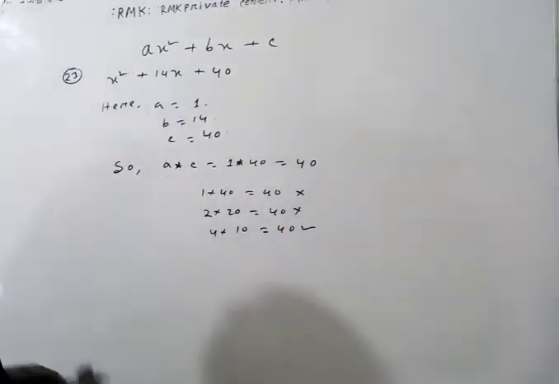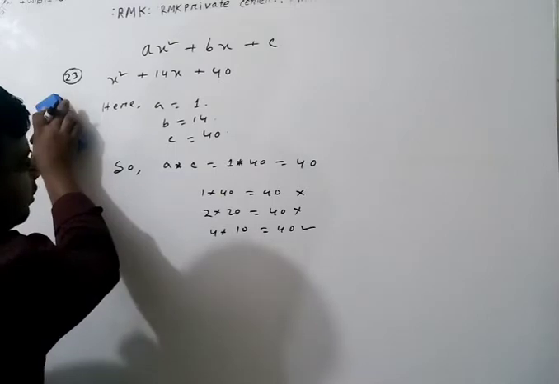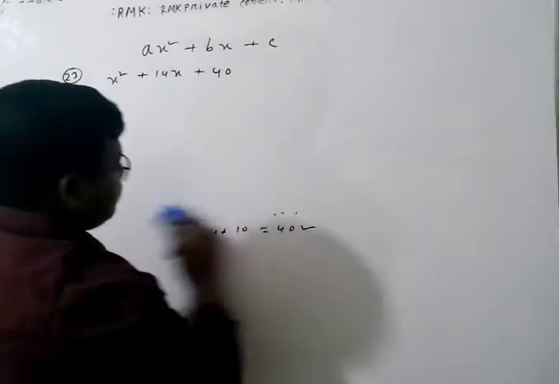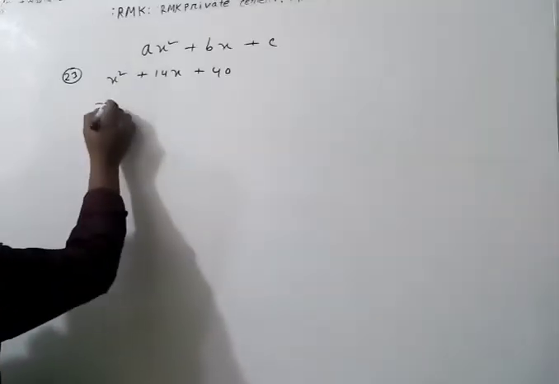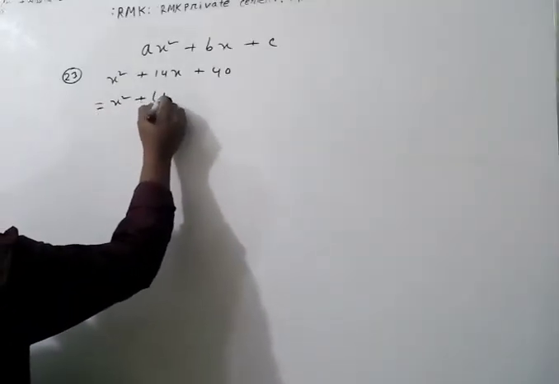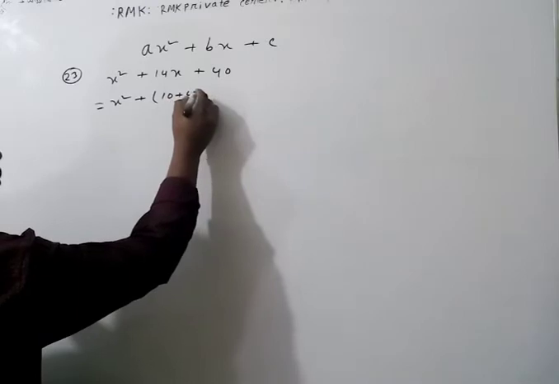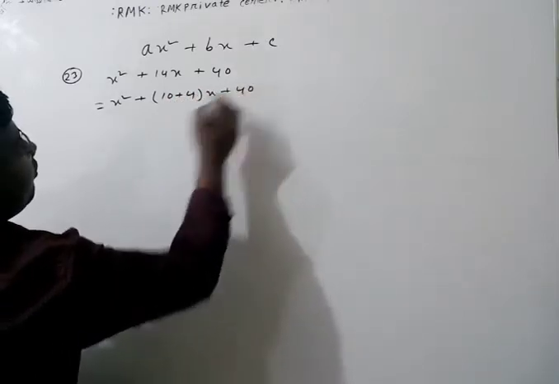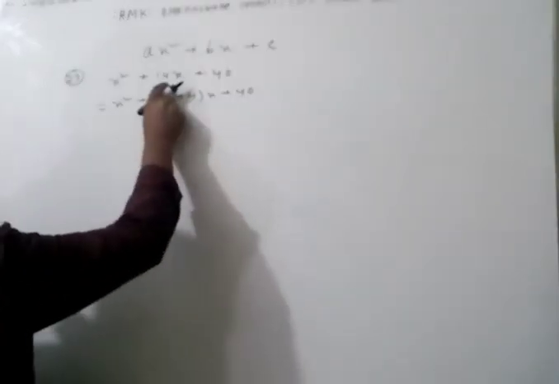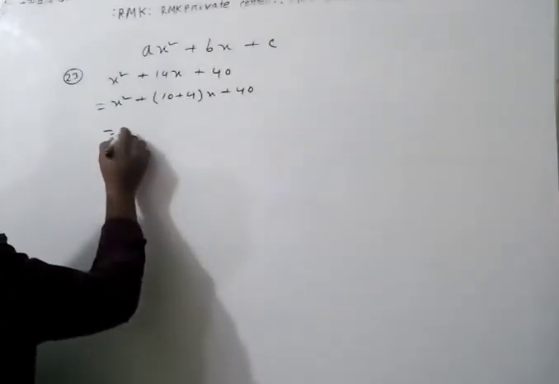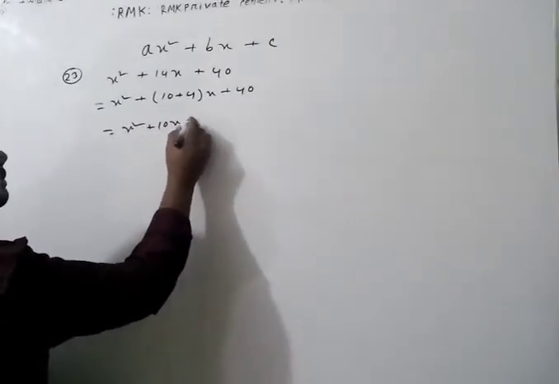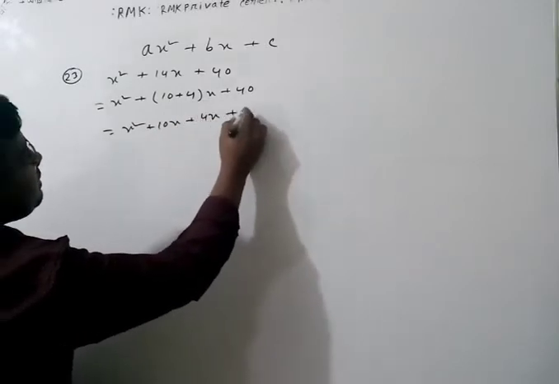Okay, my students, I erase all these items. What are the numbers? The numbers are x square plus 10 plus 4 into x plus 40. Look at me. 10 plus 4 is 14, and 10 times 4 is equal to 40. Clear? That is x square plus 10x plus 4x plus 40.